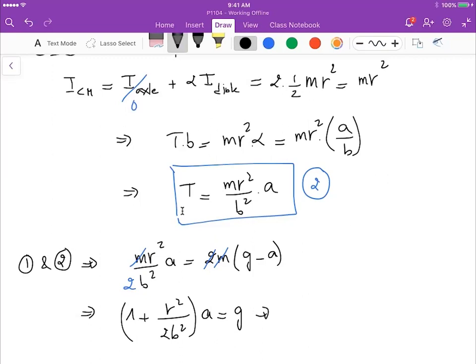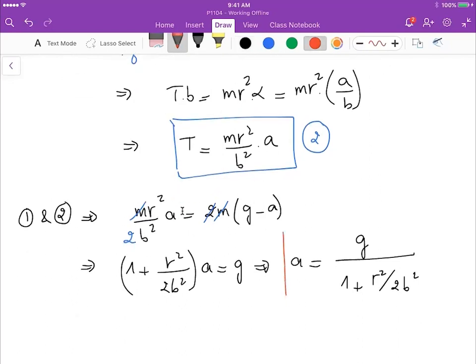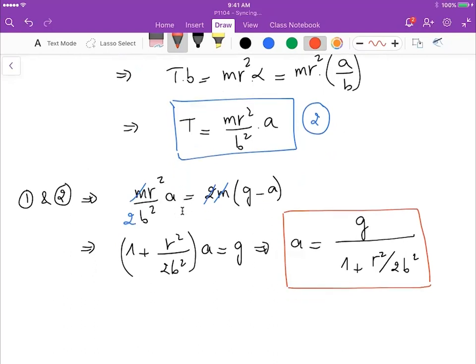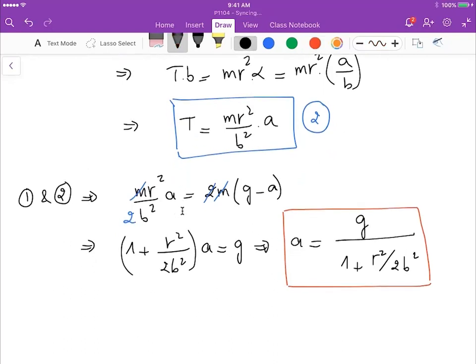And so from here we can deduce that A, the acceleration of the center of mass, is given by g divided by 1 plus r squared over 2b squared. And this would be the acceleration of the center of mass of the yo-yo if we describe the yo-yo as an object which has two uniform circular plates and an axle in the middle. فاذا هيدي بالنسبه للاكسلريشن جبناها.